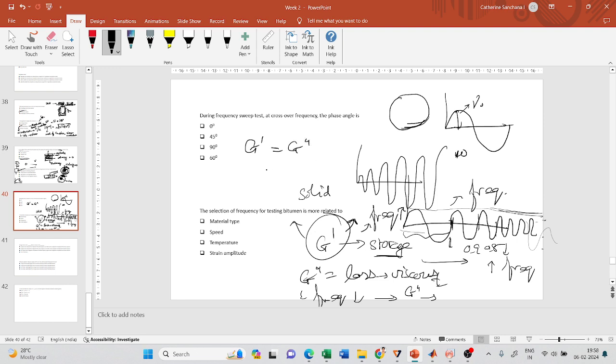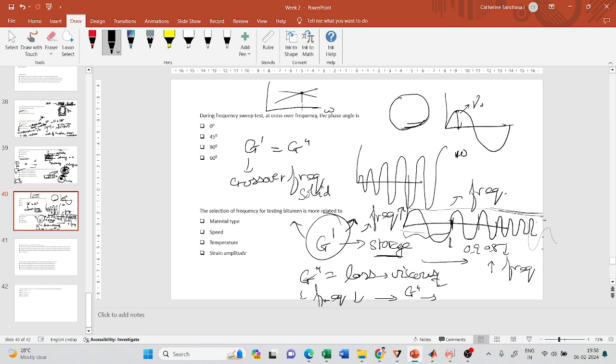At that point, we call it the crossover frequency. It is the point at which, if you go to one side, either G prime will be more or G double prime will be more. If you cross and go to the other side, it will be the opposite. So it will be like this. If you plot G prime and G double prime against frequency, they will be crossing at a point. One is G prime and one is G double prime.